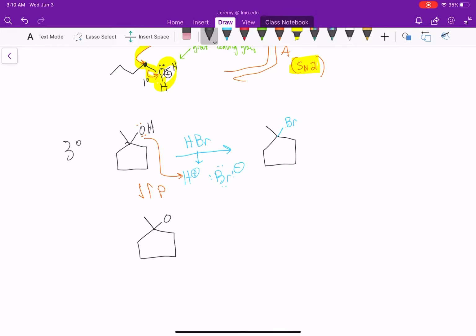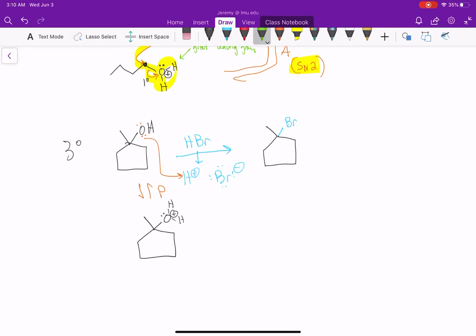The O had two lone pairs. One lone pair became a bond to H. It only has one lone pair left, therefore that O has a positive charge. And now we've made a great leaving group. Okay, so now we can do our SN2 or SN1 reaction.